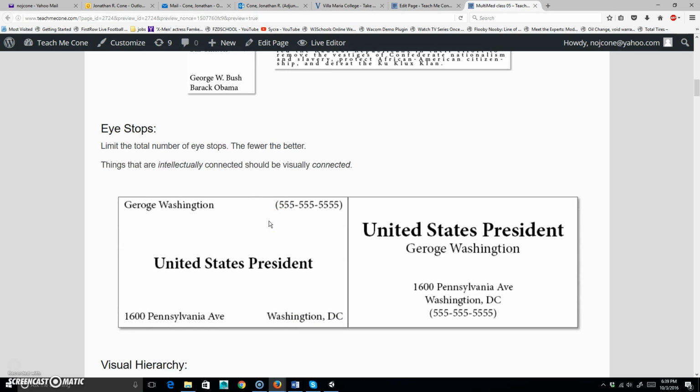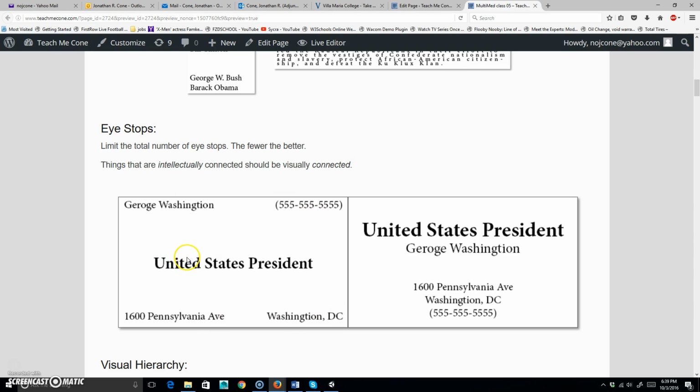Eye stops. So one of the things you want to do is limit the total number of eye stops. So basically the idea is that if I were to look at this card here, you can see that I don't know how to spell George Washington. But you'll see that I have to put my eye here, my eye here, my eye here, my eye here, and my eye here, right? It's a lot of motion. It's too much, and it makes it harder to read because it takes longer than what you would associate, right?